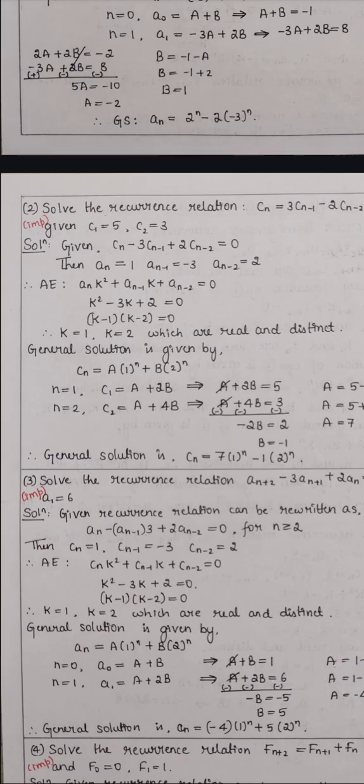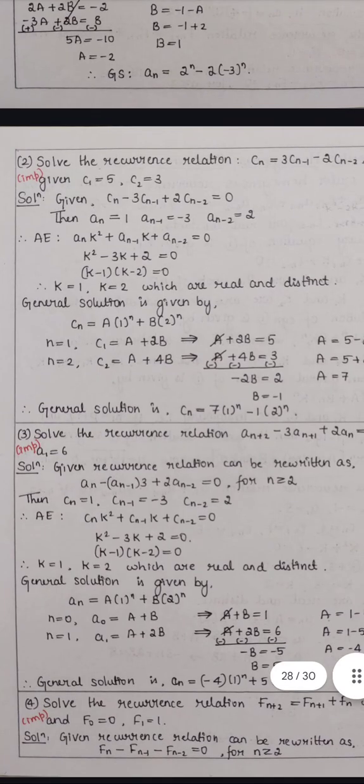Then k minus 1 into k minus 2, reduced into a quadratic equation. K equals 1, k equals 2, which are real and distinct. The general solution for this is given by Cn equals a into k1 power n plus b into k2 power n. So n equals 1, n equals 2.